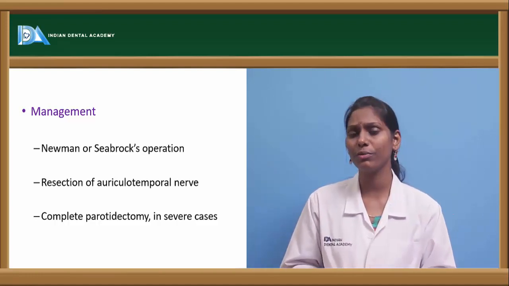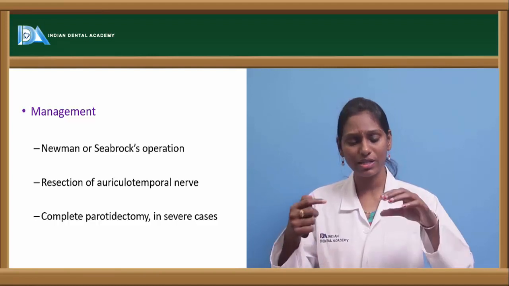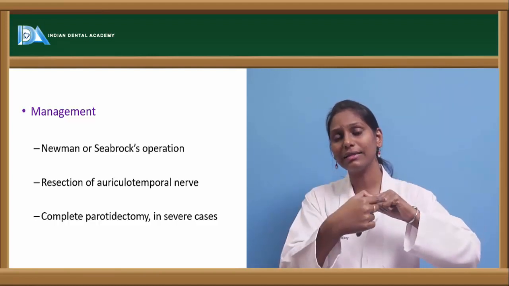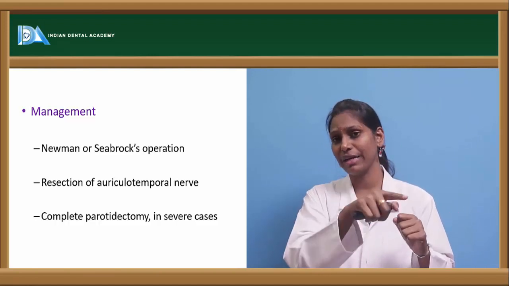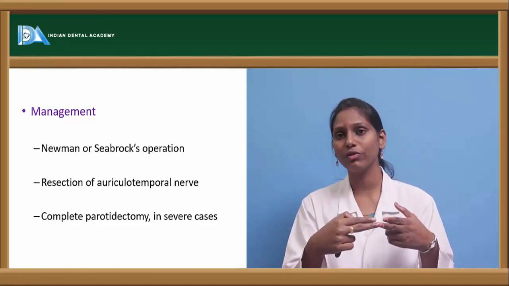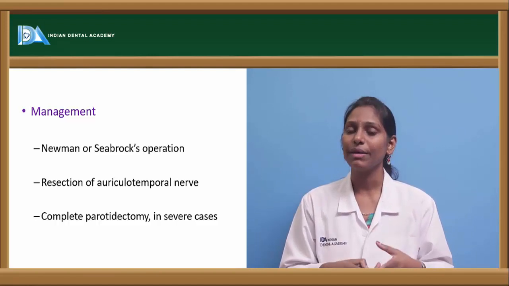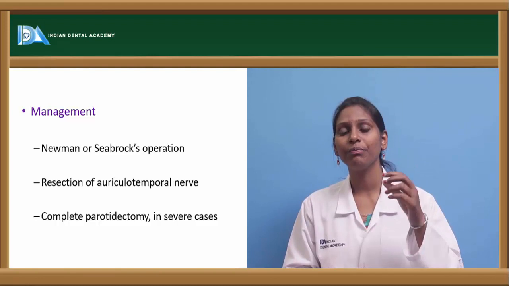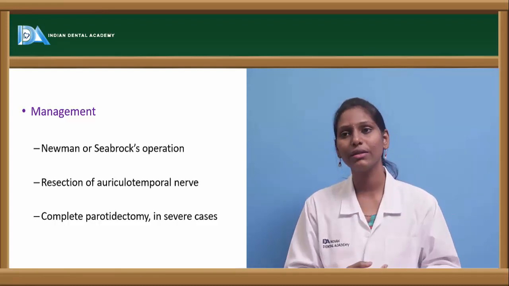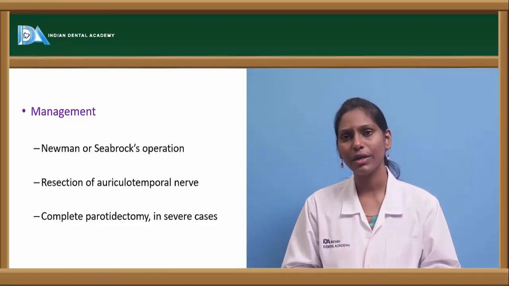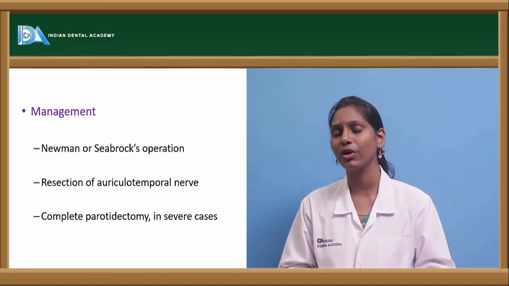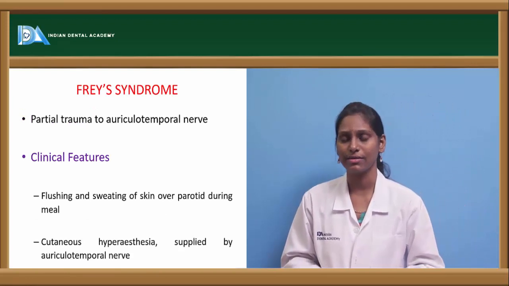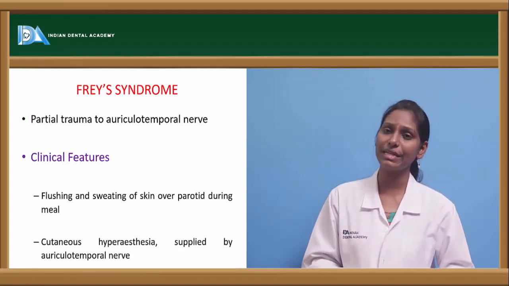In this Newman or Seabrook's operation, what we do is we put a catheter into this ductal opening, and another catheter into the fistula where it is opening, and then we connect both of these and do an excision. Sometimes, whenever the ductal system is available for ligating, then we do it. And if this is not possible, then we go for resection of your auriculotemporal nerve and complete parotidectomy in severe cases.